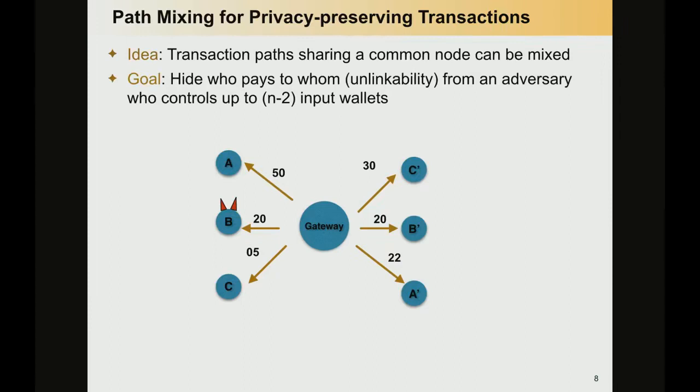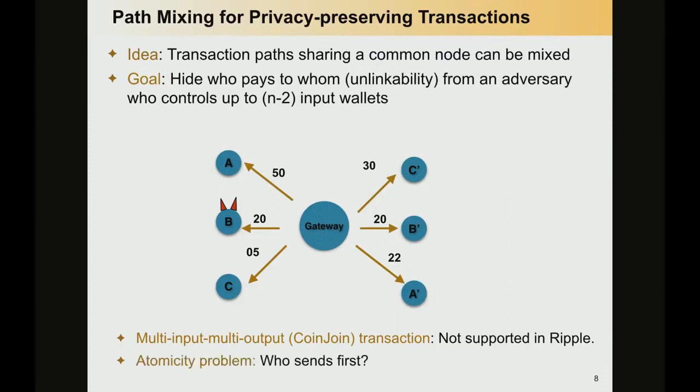Okay? The easier way would be to have a multi-input, multi-output transaction, like a CoinJoin transaction in Bitcoin. However, we don't really have it in Ripple. As we saw, the only thing that we have is transactions with only one sender and only one receiver. If we use them, then we have a problem. We call it the atomicity problem.